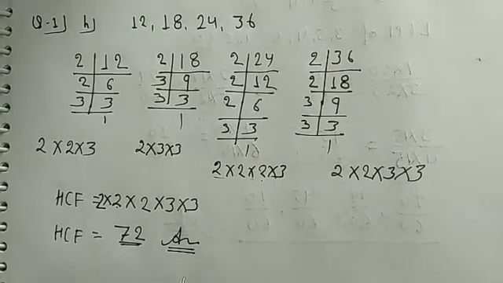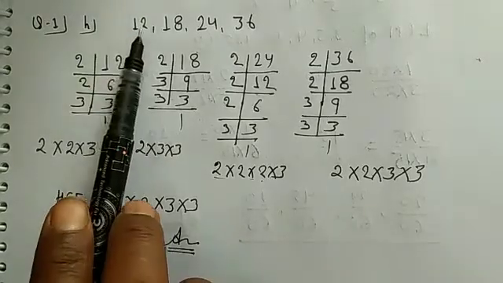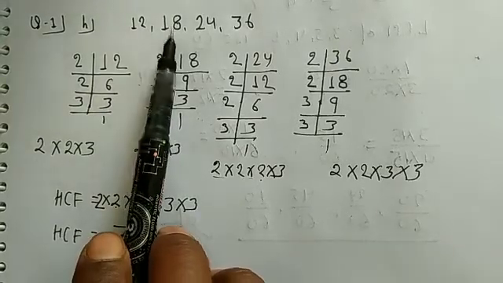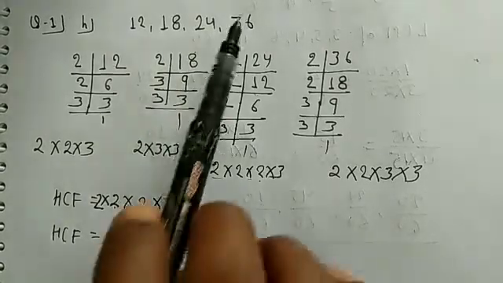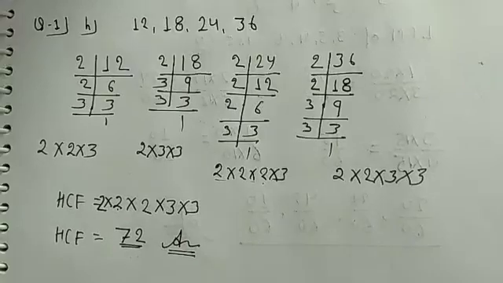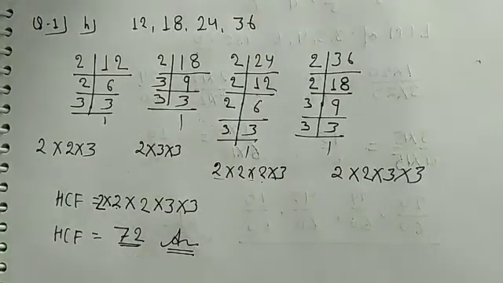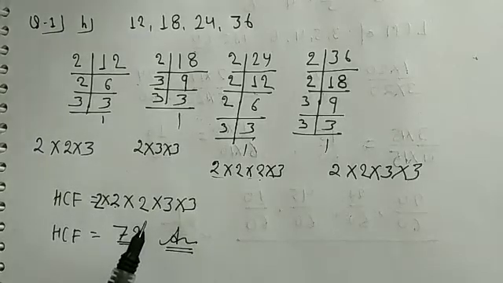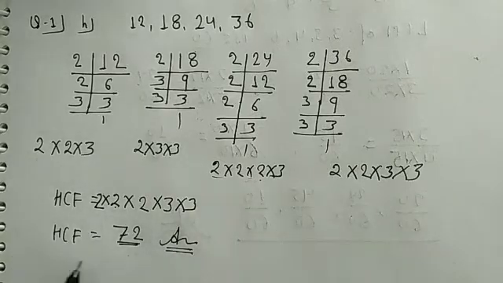72 is the answer, the LCM of these numbers. Check 72. 12 sixes are 72, 18 fours are 72, 24 threes are 72, 36 twos are 72. Means to find the LCM by prime factorization method, we will find out the prime factors of all the numbers, then observe the prime factors that occur maximum times: 2 maximum 3 times, and 3 maximum 2 times. This will be the LCM.